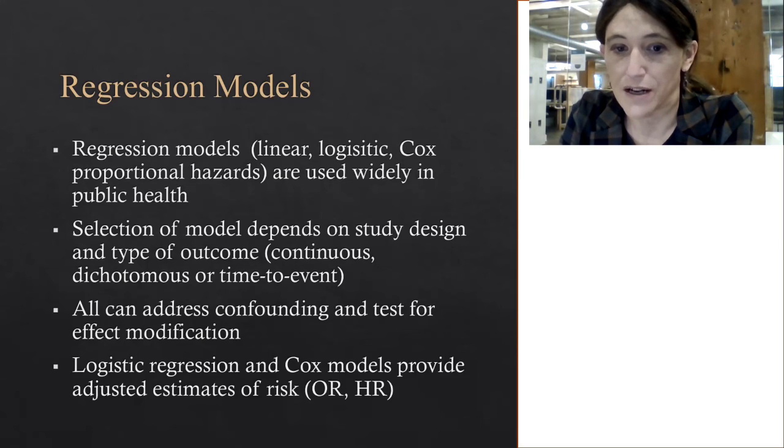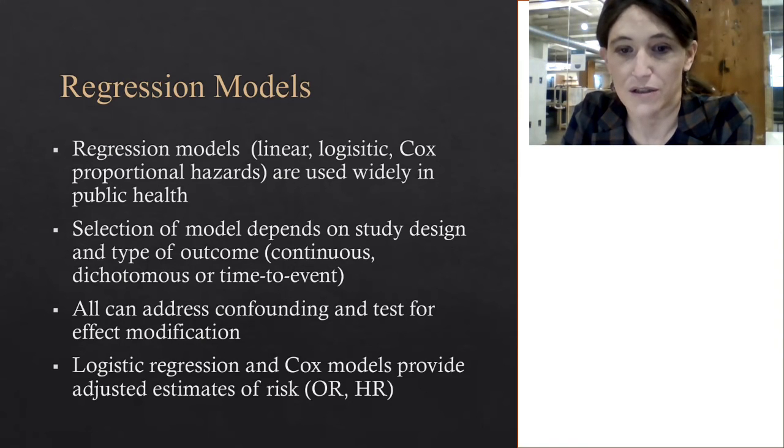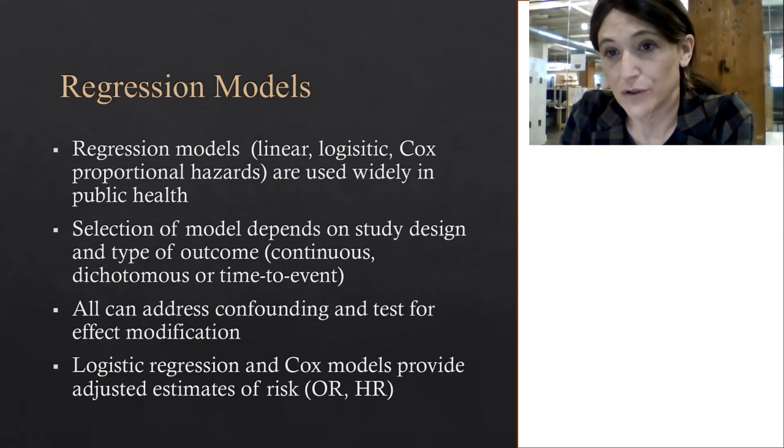Both logistic regression and Cox models provide adjusted estimates of risk, odds ratios, and hazard ratios. It's a little harder to obtain risk estimates from linear regression. We can get incidence ratios, but logistic regression is often used in cohort studies, even though technically we could calculate a relative risk in a cohort study. We often just resort to using odds ratios just because they're convenient from logistic regression. But they're very powerful tools, and just like I said before, we don't jump into the more complex analysis.